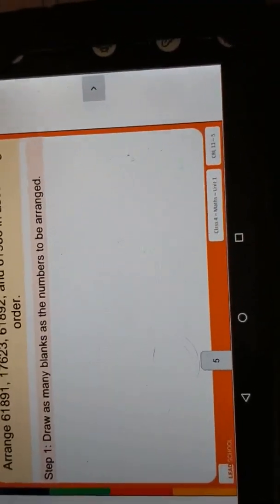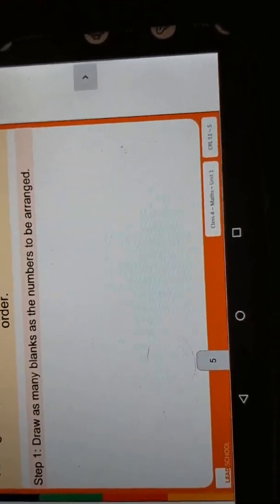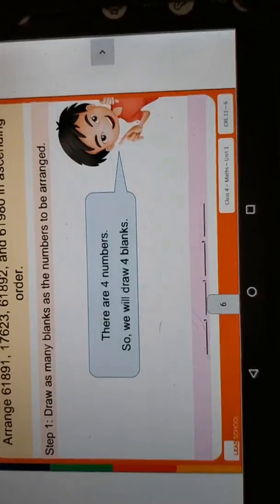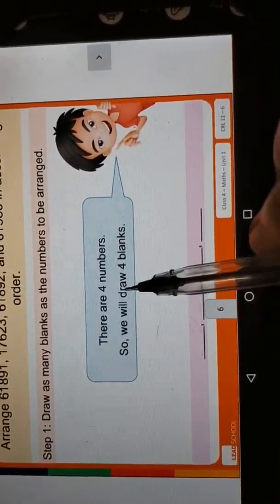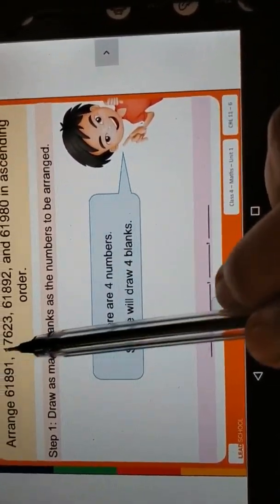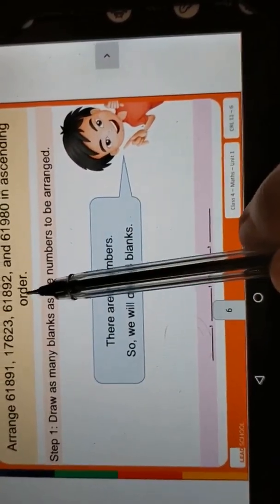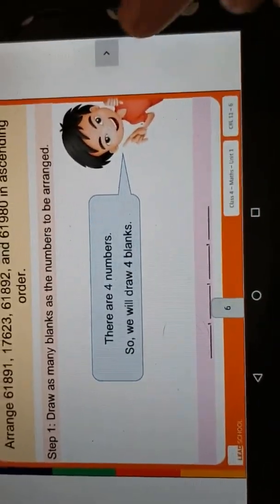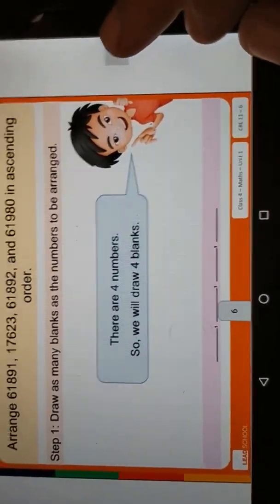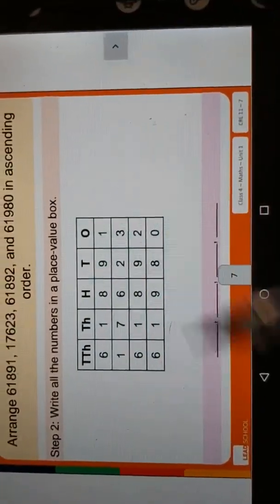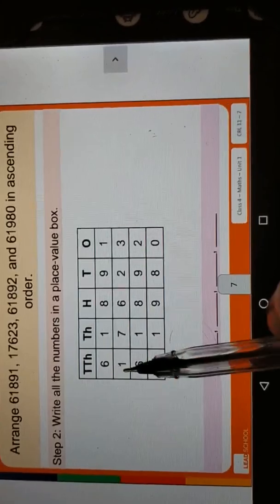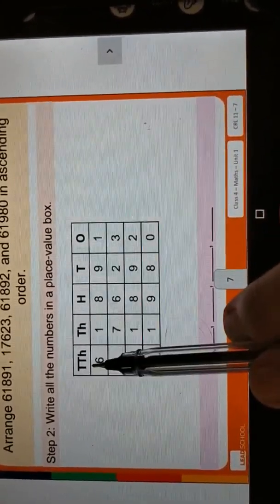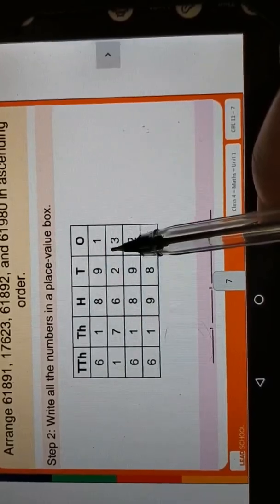Now first of all we have to draw as many blanks as the numbers to be arranged. How many numbers are there? 1, 2, 3 and 4 numbers are there. So we will draw 4 blanks. And then we have to write ones, tens, 100, 1,000 and 10,000.